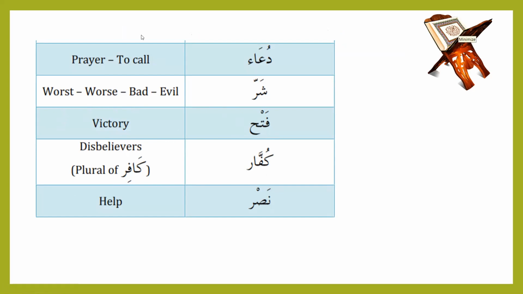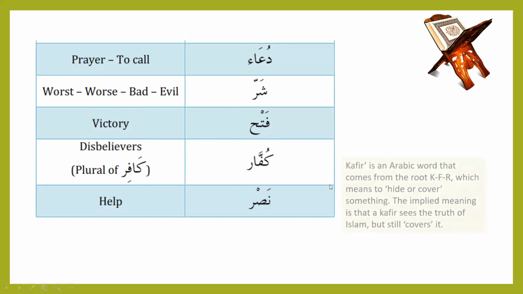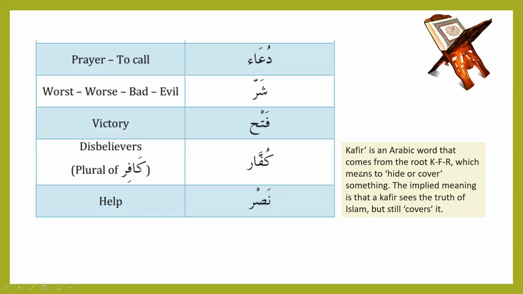Shall I try? Yeah, it's to hide. Ahsanti. Kafir is an Arabic word that comes from the root kafara, which means to hide or cover something. The implied meaning is that a kafir sees the truth of Islam but still covers it. He's hiding the truth. And we had a discussion before as well that the farmer is called kafir because he hides the seed under the earth.